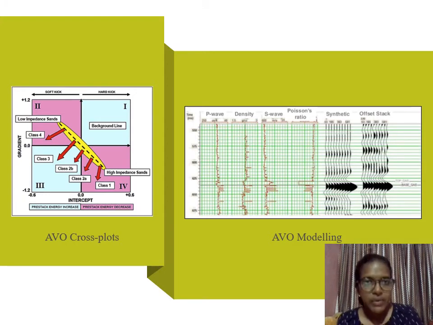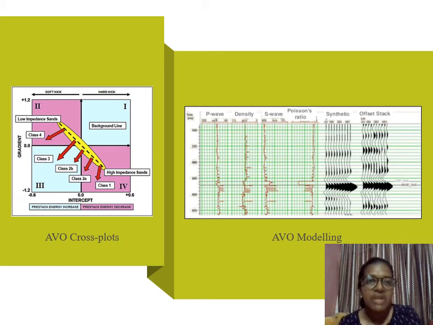Next is AVO crossplots. The diagram on the left shows the AVO crossplots. An AVO crossplot is used to derive the relationship between different variables. The plot in the diagram shows the AVO intercept attribute on the x-axis and AVO gradient on the y-axis.